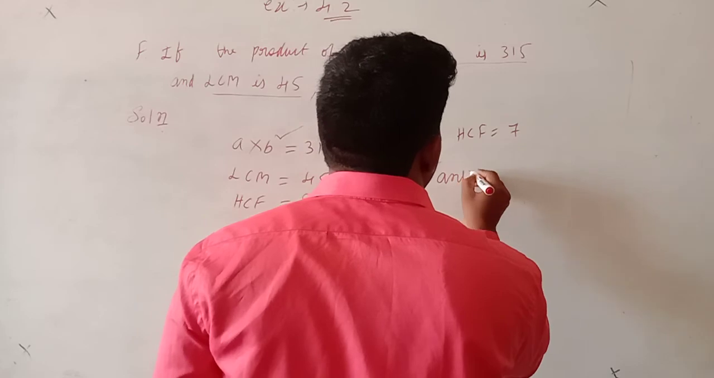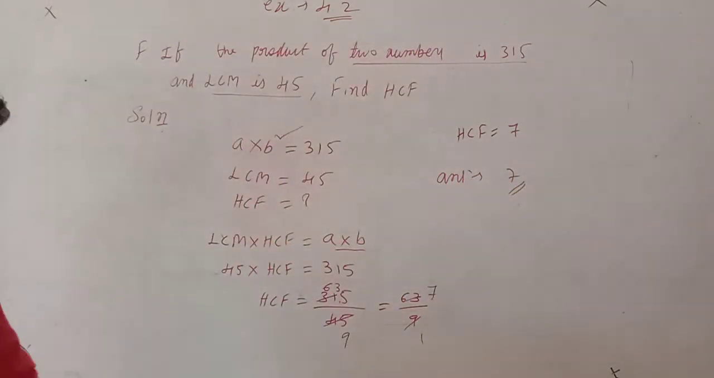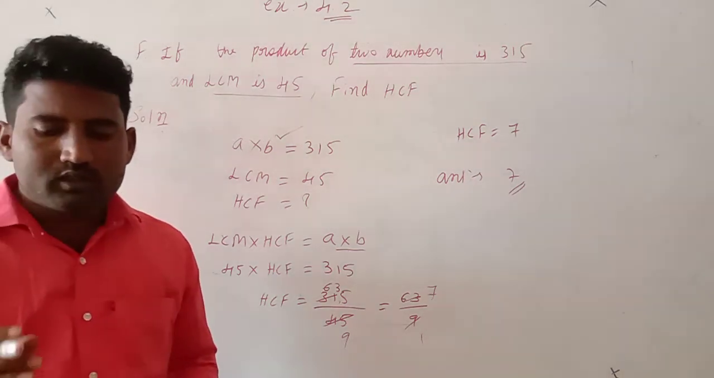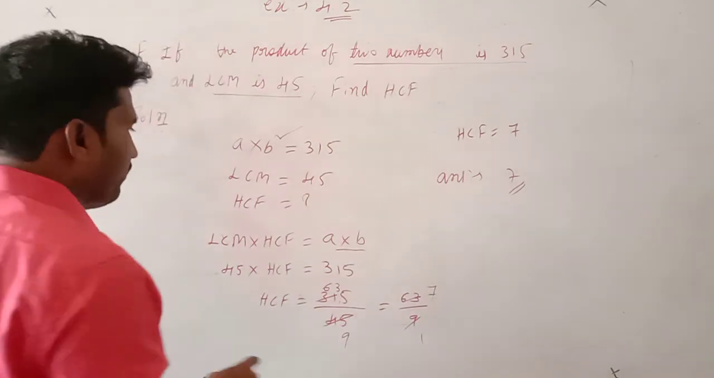The answer is 7. Another question: if the product of two numbers is 896 and LCM is 128, find the HCF. This is the same as the previous one, so this one is for homework.